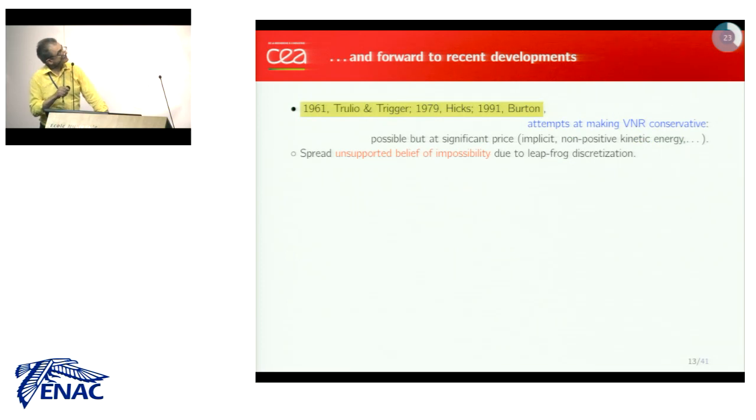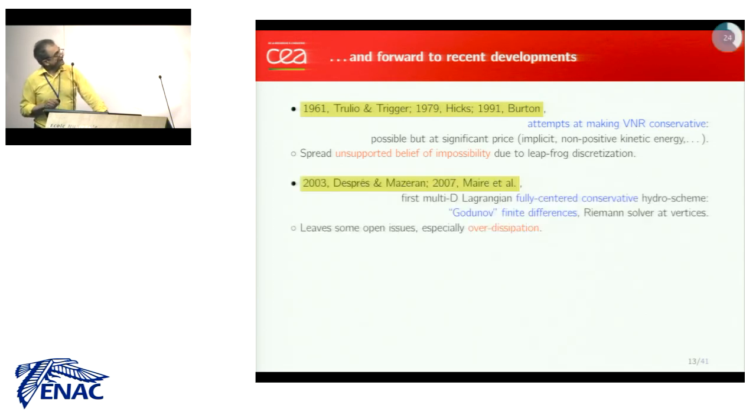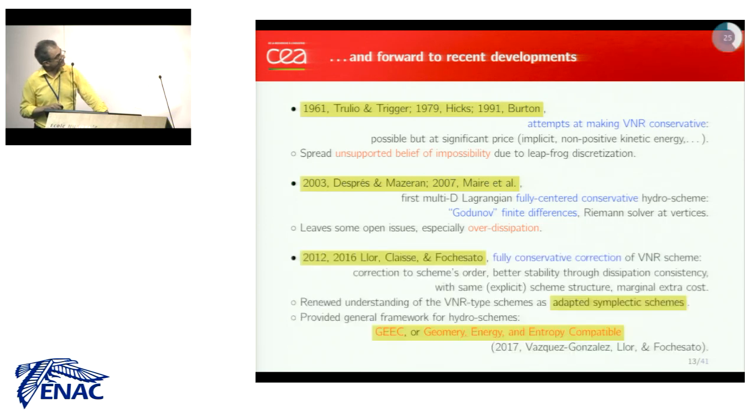Okay, so from there, many people tried to fix this issue of the conservation in the von Neumann scheme and didn't really succeed. So until a few years ago, there was a widespread, unsupported belief in the impossibility of performing this. In 2000, Despres, Mazeran, Maire et al. came up with a Godunov scheme that worked well in a Lagrangian setting, but was over-dissipative. But in 2016, we published a paper where we eventually managed to get the full conservation of the leapfrog scheme.